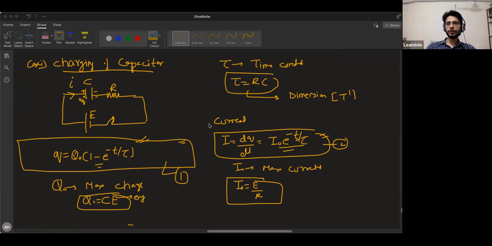So we'll use these things in numericals. Q max means the capacitor is fully charged. The charge on the capacitor is maximum. Similarly, I max means the current in the circuit is maximum.